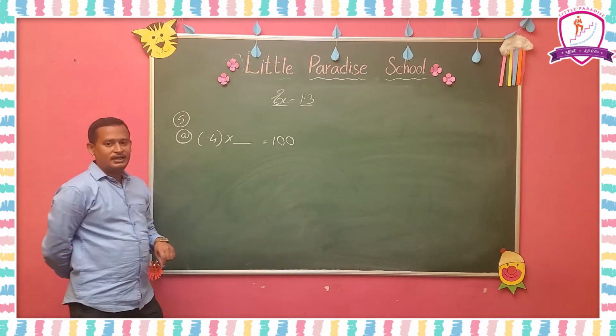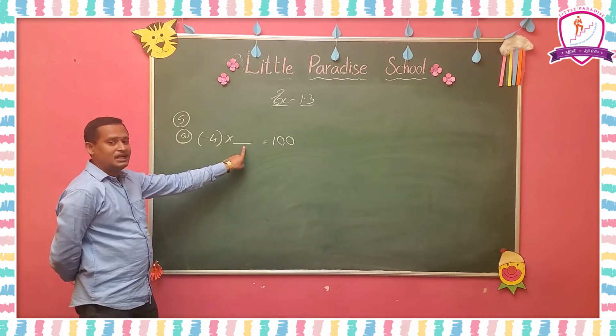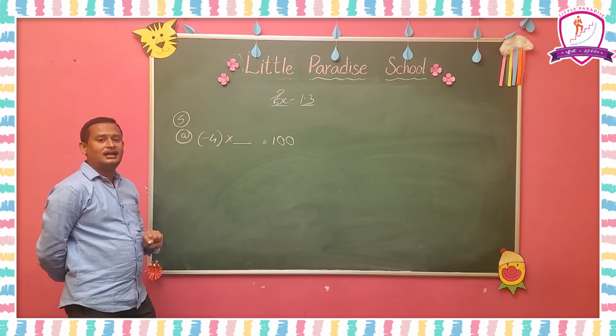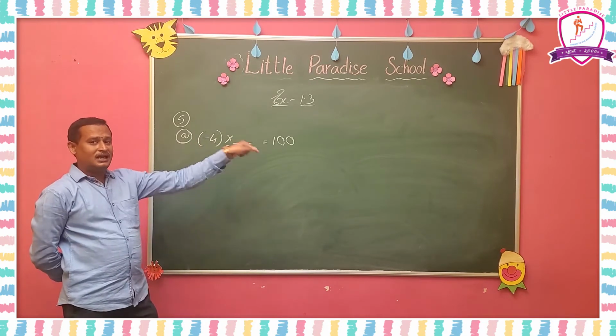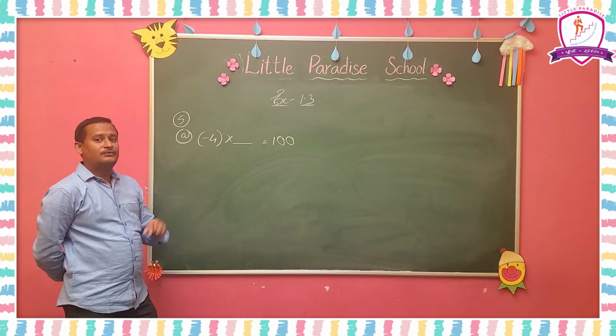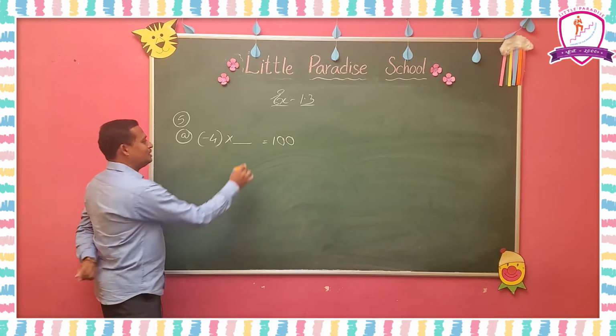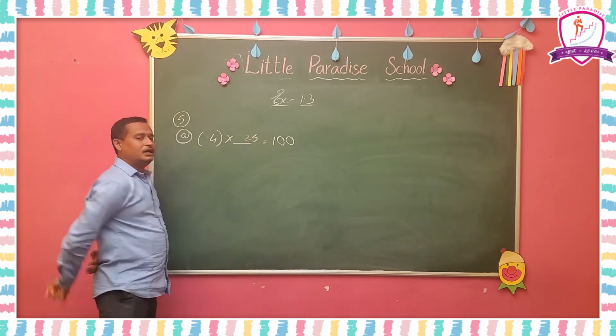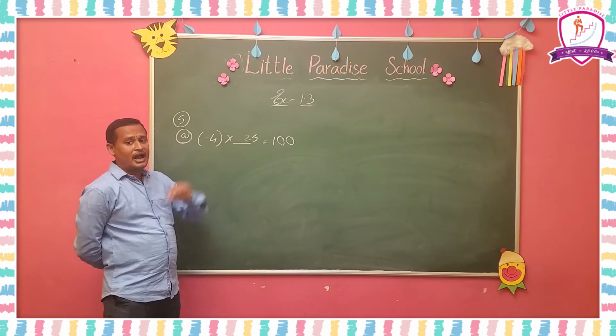Here 4 is there. What should be multiplied to 4 to get 100? In the 4 table, where will we get 100 as the answer? 4 25s are 100, we can write 25 here. Here 25, but which 100 do we have to get?